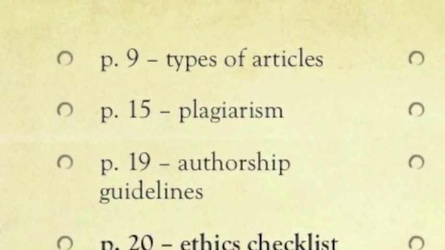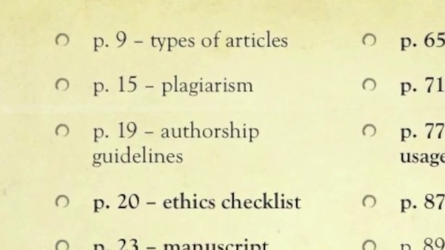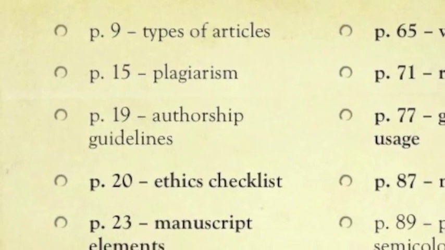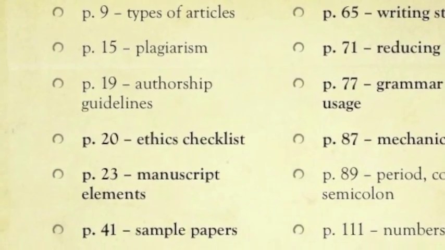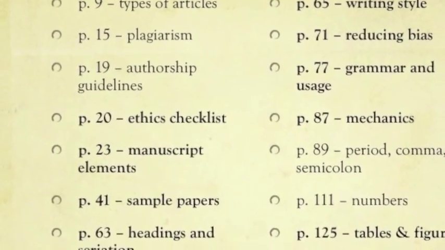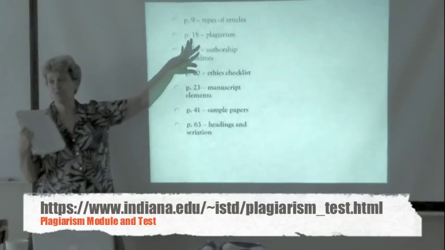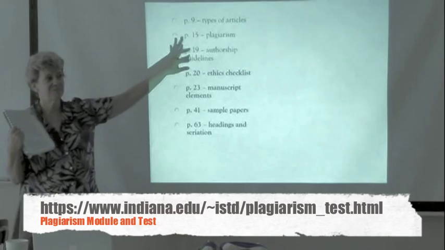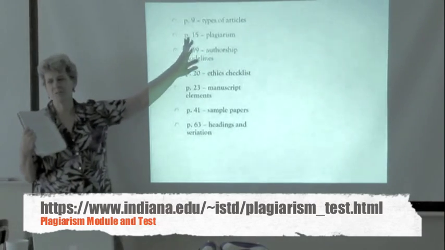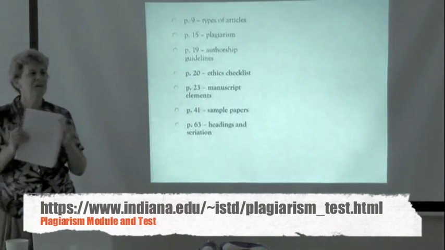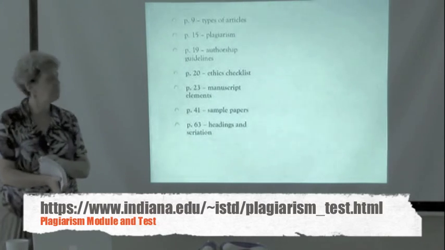So types of articles, page 9. Do you want us to put that on the tab? Yes, put types of articles on the tab. The next one is, if you want, that's not one I bolded. I bolded these, so it's as you wish. The next one is plagiarism. A lot of you have done this plagiarism module for me that comes from Indiana University, right? That talks about plagiarism, and it gets in a lot of detail about plagiarism. This is the APA kind of brief explanation of plagiarism on page 15.